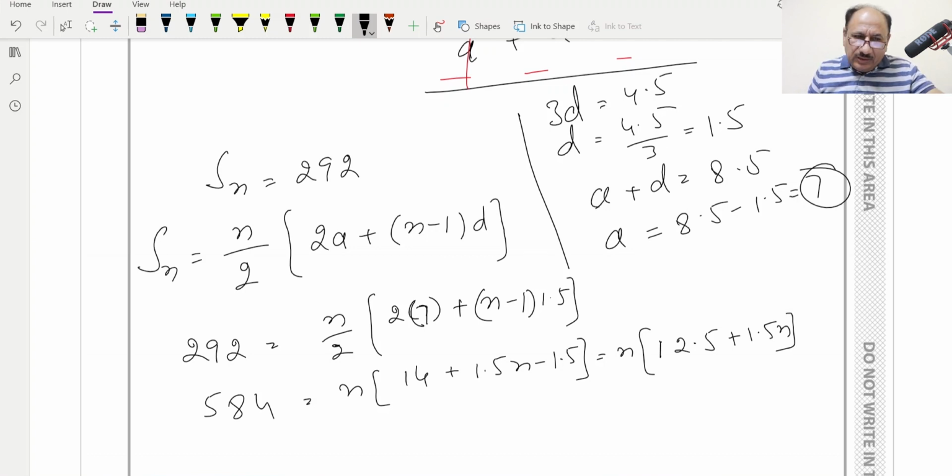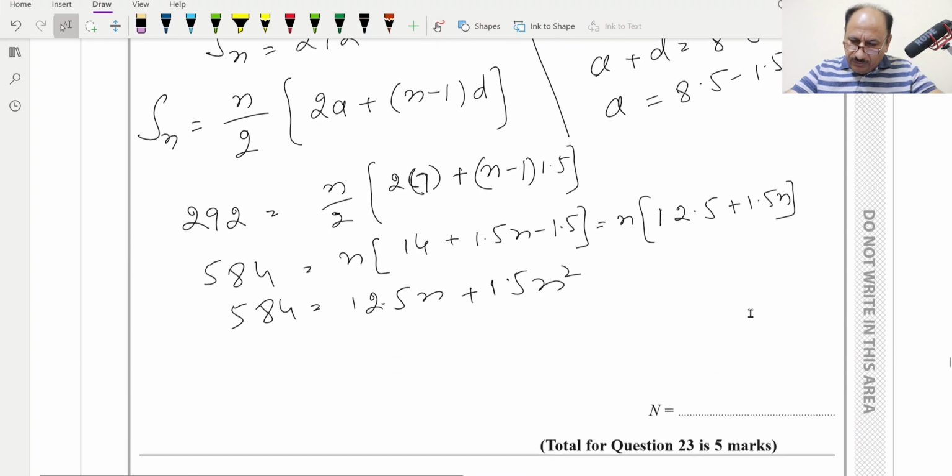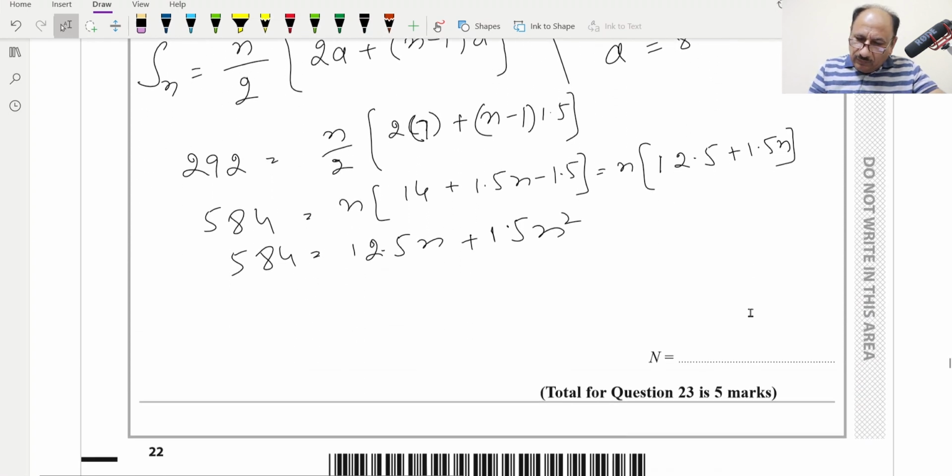So now we can write it as, basically we will multiply this. So 584 is equal to 12.5 n plus 1.5 n squared, and we can write this in quadratic form. It will be 1.5 n squared plus 12.5 n minus 584 is equal to 0.